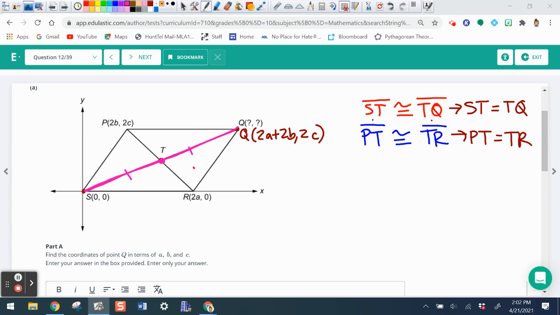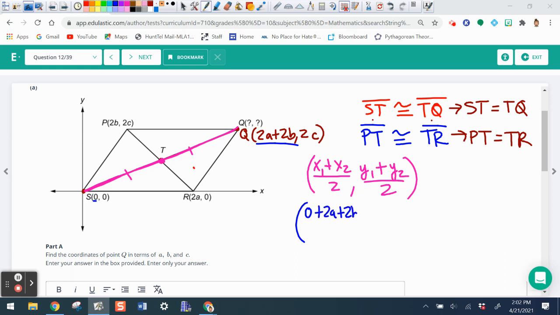So the midpoint formula is x1 plus x2 over 2, comma y1 plus y2 over 2. Now, this is not the only way to do this, but this is definitely the way I'm approaching it. So x1 plus x2 tells us to add our x's, and y1 plus y2 tells us to add our y's. So we'll add 0 and 2a plus 2b for our x's. And I know that looks crazy, but just bear with me.